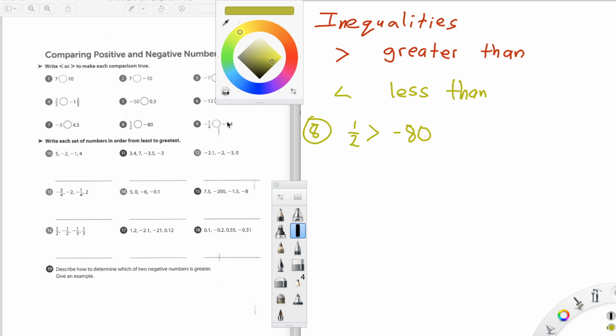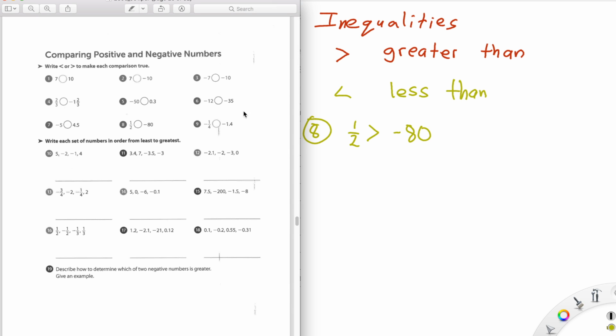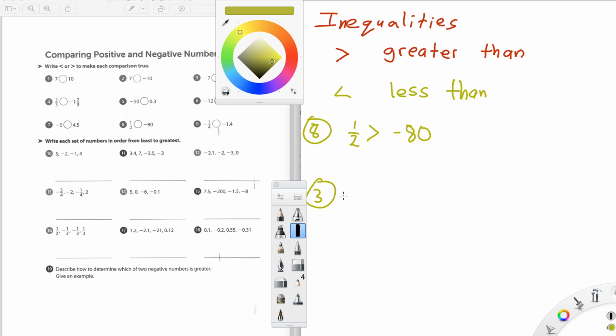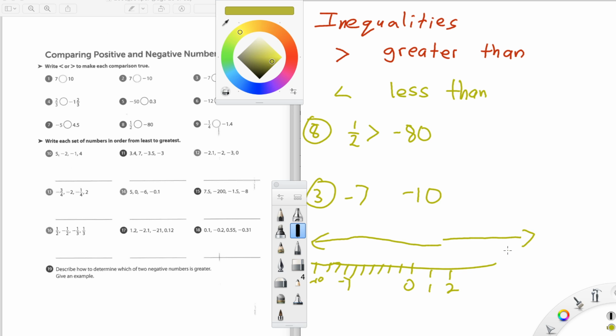Now when you get to a question that has -7 and -10, like number 3, the number that looks bigger, for example the 10, is going to be smaller because it's negative. When you compare two negatives on the number line like this, 1, 2, 3, 4, 5, 6, 7, -7 would be here, and then 8, 9, 10, -10 would be over here. Whatever number is more to the left side, the smaller it is. The more it is to the right side, the bigger it is.